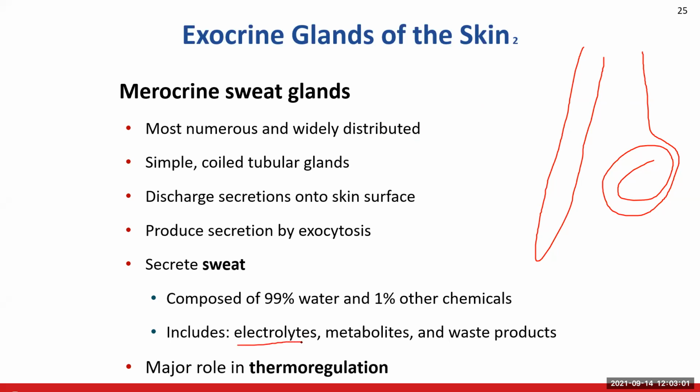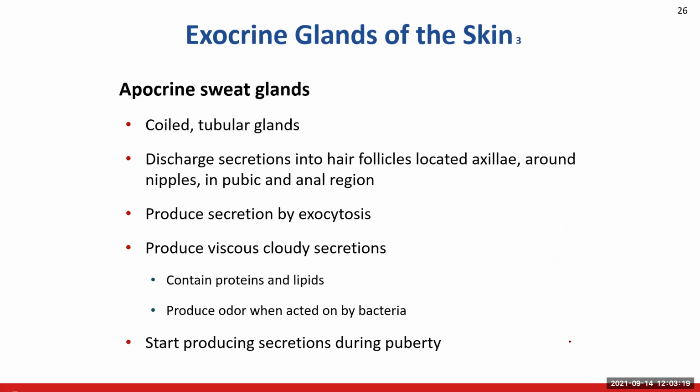Electrolytes could be sodium, chloride, magnesium. Metabolites and waste products, especially urea, which is a nitrogen-based waste product of cells. But these types of glands are very, very helpful in thermal regulation when we are sweating. That's a way that we are cooling off, decreasing our body temperature if it starts to heat up too much.